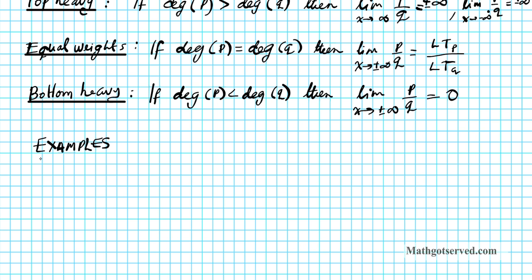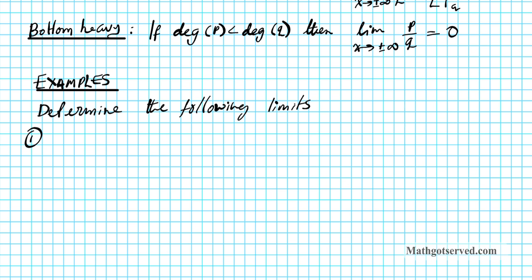So the task is to determine the following infinite limits. All right, first one, question number 1. What if we're asked to find the limit as x approaches infinity of 3x to the third minus 2x divided by 2x minus 5x to the fourth?